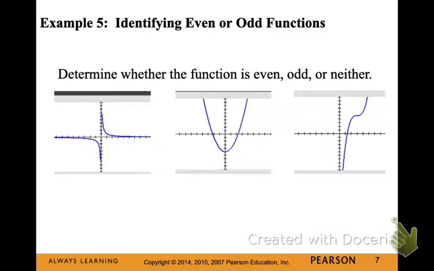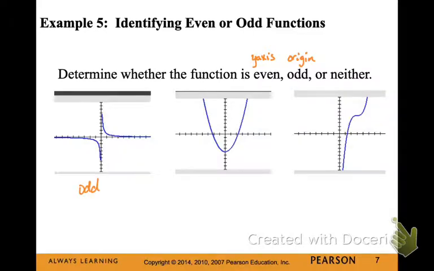Now let's take a look at the graph. So we're looking at, if it's even, it will be symmetric over the y-axis. If it's odd, it will be symmetric with respect to the origin. And then if it's neither of those, then we classify it as neither odd nor even. So we've got the graph of a rational function in our first graph on the left. And if I imagine it, if I flip it over the y-axis, it does not match up. But if I flip it over the origin, it does match up with pieces on the other side. So that means it is symmetric about the origin. So this is an odd function.